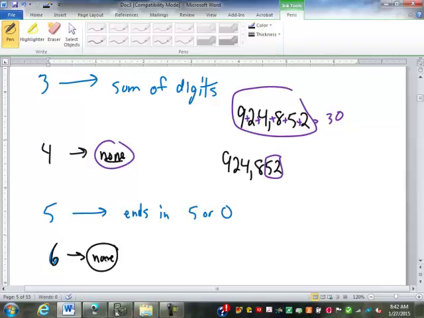There is a rule for 6. The rule for 6 is if it's divisible by both 2 and 3, then it's divisible by 6. But again, why would you worry about it? You can just divide by 2 and then divide by 3.